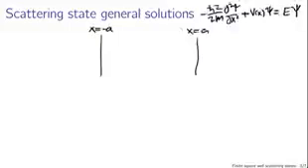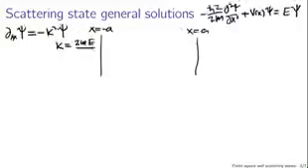For x less than minus a, our potential is going to be 0, and our Schrodinger equation then simplifies to something of the form: the second derivative of psi with respect to x is equal to minus k squared psi, where k squared is 2mE over h bar squared, as in the case of the free particle. We know the solution to the free particle gave us traveling waves, and we're going to reuse that form of our solution here.